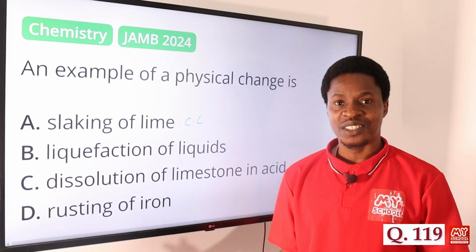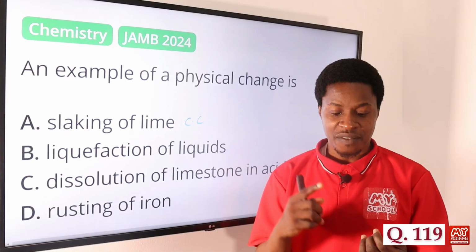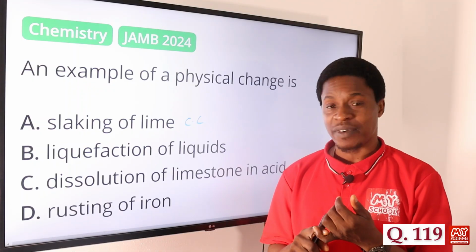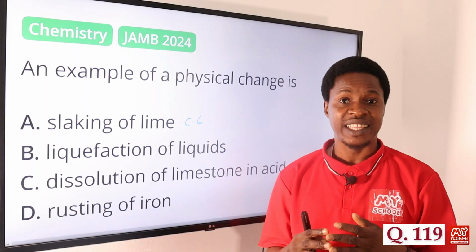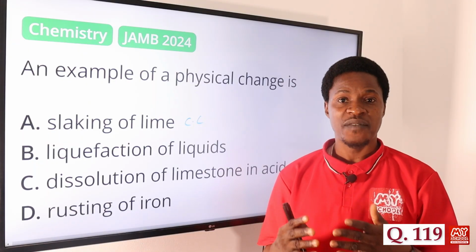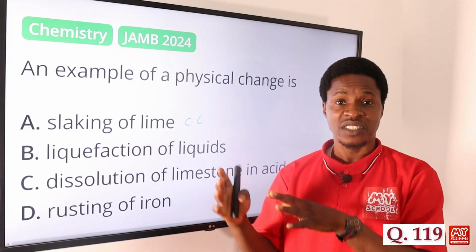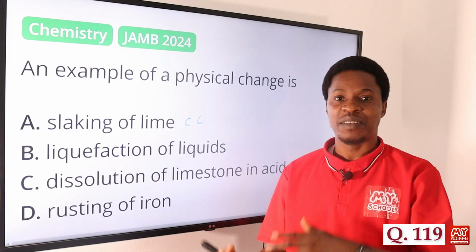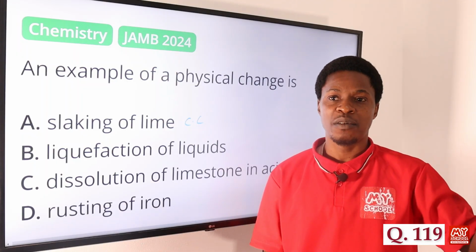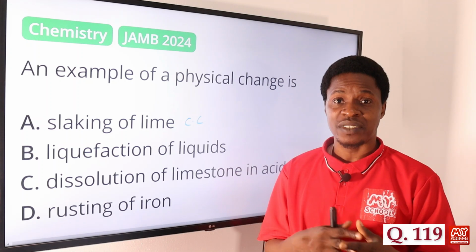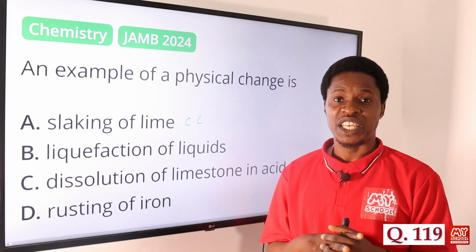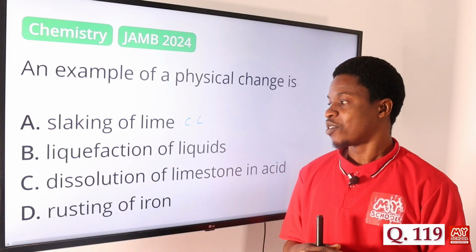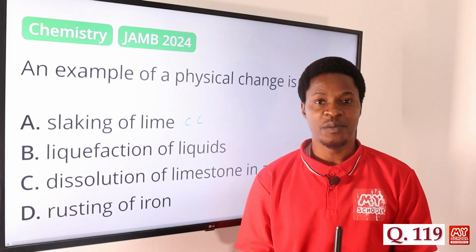Option D says rusting of iron. If your iron gets rusted, in the presence of oxygen, exposed to air, and then moisture comes in, you have Fe2O3.xH2O. Once you have that, that is your rust. You cannot get back the original iron that you had. No matter how you try, the oxygen cannot be taken away, the moisture cannot be taken away. A new substance is formed. So because of that, an example of a physical change is liquefaction of gases. So the correct answer is option B.